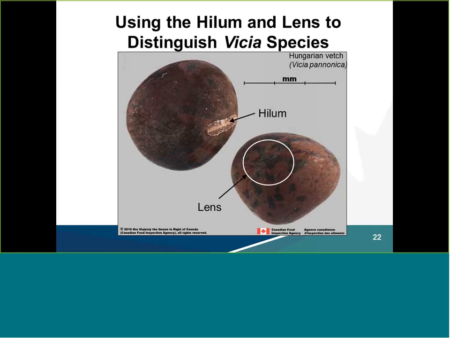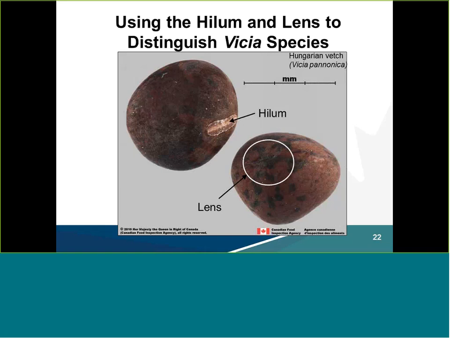All right, now there's one more vetch, and again, it's another crop vetch. I don't see it as much anymore, but it is definitely on our grade table in Canada, and it is called Hungarian vetch, Vicia pannonica. This one's really cool. The lens, in this case, is on the opposite side of the seed from the hilum. I don't know why, it just is.